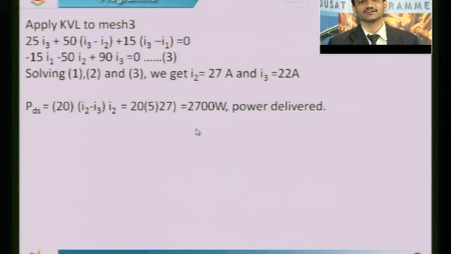So, today we have seen the illustration of mesh analysis and the problems related to mesh analysis. Tomorrow we will start off with the AC analysis.